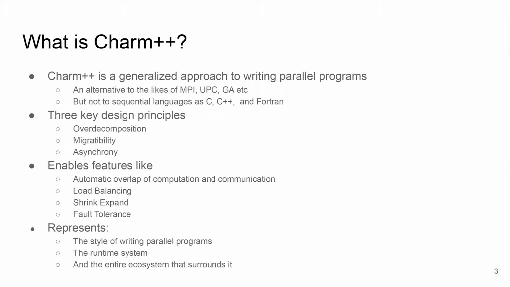So when I say Charm++, to summarize, it represents the style of writing parallel programs, which is the parallel programming model itself, where you represent your entire application in the form of a bunch of interacting objects that talk to each other with asynchronous methods. And it represents the introspective and adaptive runtime system that allows us to measure load and balance whenever required. And it also represents the ecosystem of tools and libraries that support it.